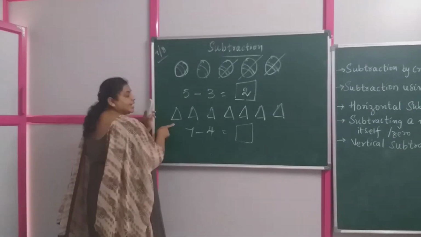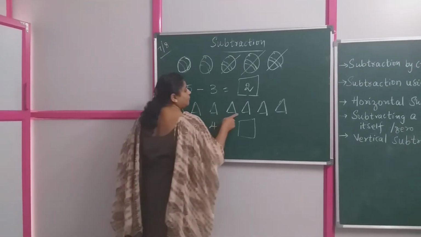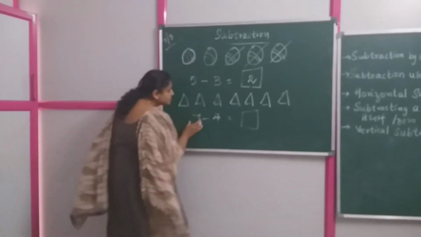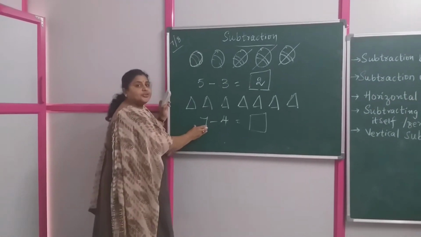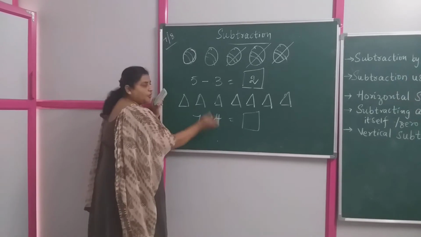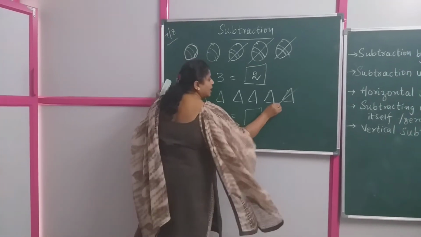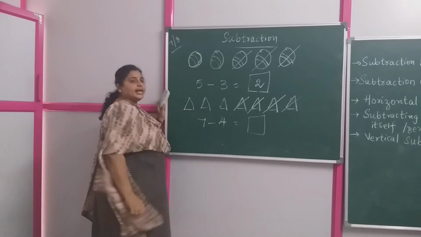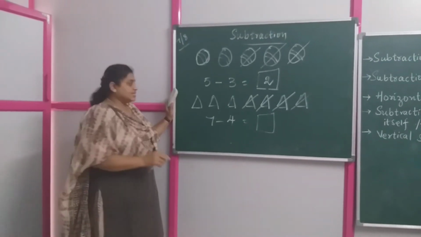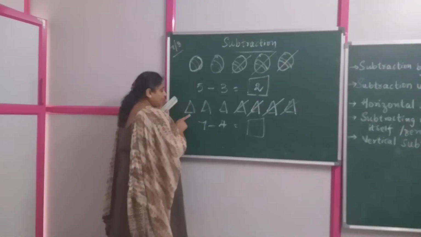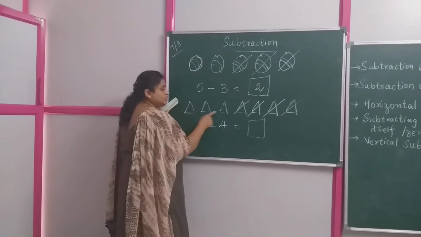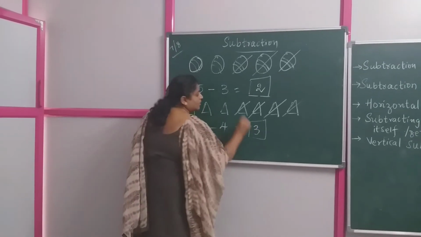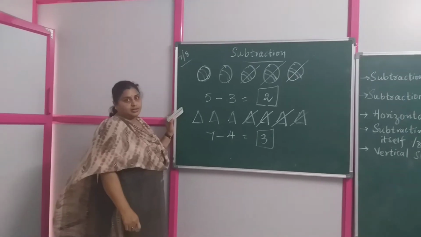How many triangles are there? 1, 2, 3, 4, 5, 6, 7. From 7 triangles, I have to cross out how many? 4. 1, 2, 3, 4. Did I strike out 4 triangles? Yes. How many are left over? 1, 2, 3. 3 triangles are left over.